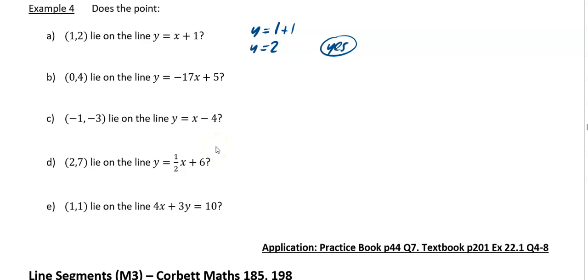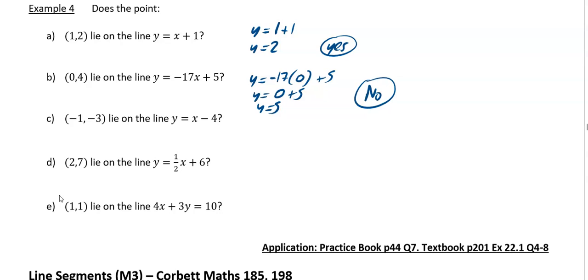Example B says we've got 0, 4. Does 0, 4 lie on the line y is equal to minus 17x plus 5? So again, your y equation is minus 17 times your x value, which is 0, plus 5. Let's just do that out. Minus 17 times 0, anything times 0 is 0, plus 5 then, so your y equals 5. So we have found when x equals 0, y equals 5, so that means this one is not correct. 0, 4 is not correct. So your answer for this one is just no.